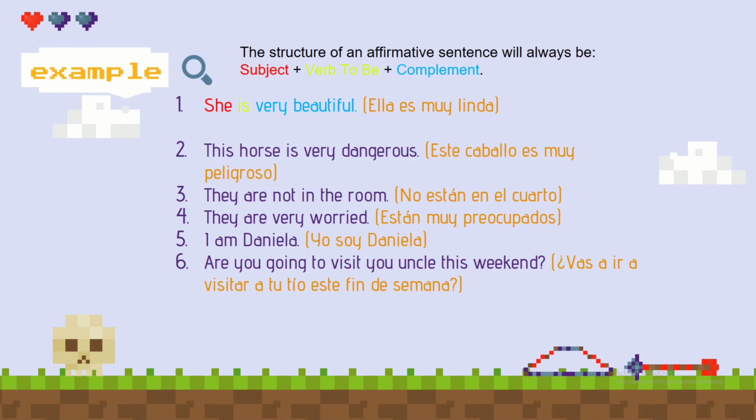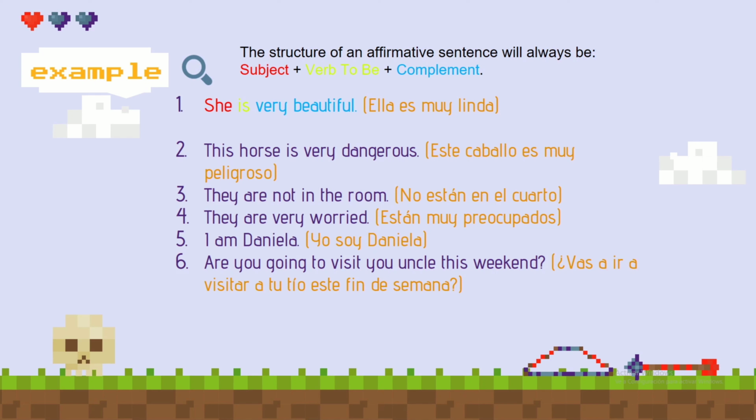The structure of affirmative sentences will always be subject, plus verb to be, plus complement. Example: she is very beautiful. Ella es muy linda. She, subject; is, verb to be; very beautiful, complement. Number 2. This horse is very dangerous. Este caballo es muy peligroso. Number 3. They are not in the room. No están en el cuarto. Number 4. They are very worried. Están muy preocupados.